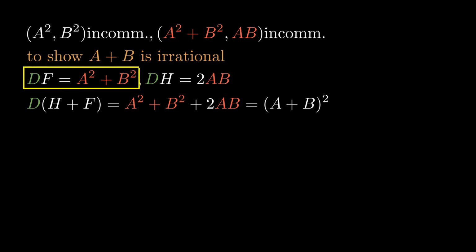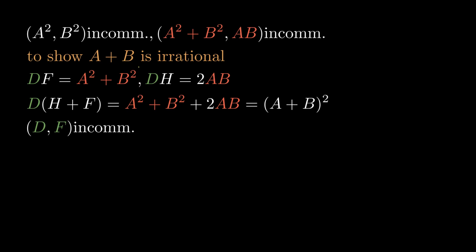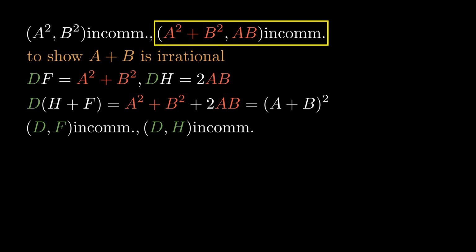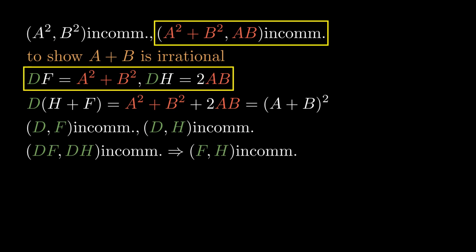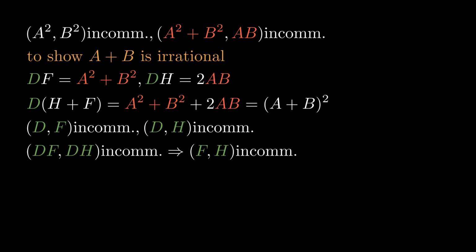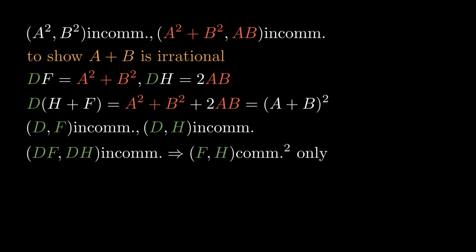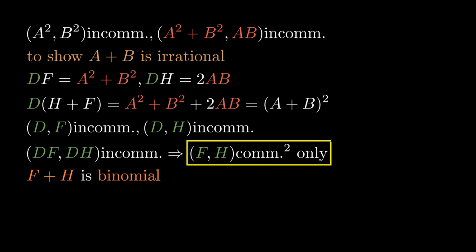Now df is medial, and d is rational, so by proposition 10.22, f is also rational but incommensurable with d. Similarly, h is rational but incommensurable with d. By assumption, ab and a squared plus b squared are incommensurable, so 2ab and a squared plus b squared are incommensurable. So df and dh are incommensurable, so that f and h are incommensurable. But f and h are rational, so f and h are commensurable in square only.